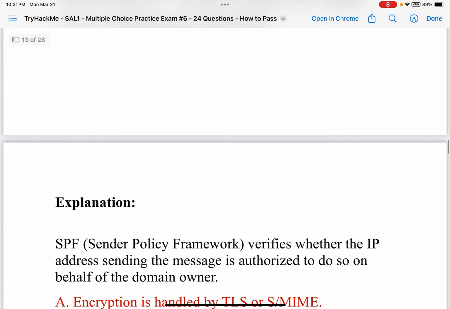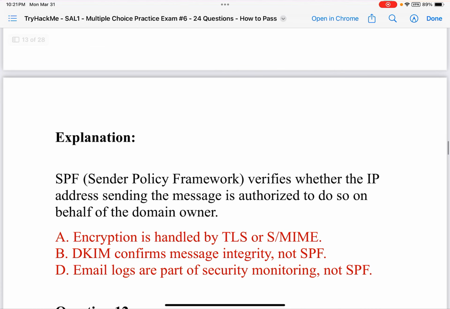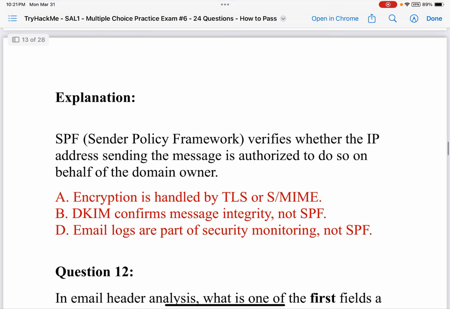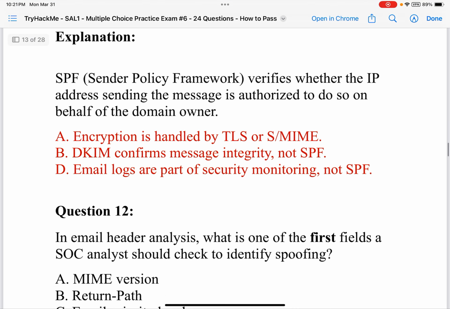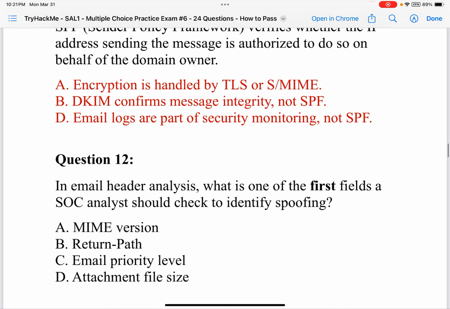Explanation: SPF, Sender Policy Framework, verifies whether the IP address sending the message is authorized to do so on behalf of the domain owner. And there's the red text. What you want to do is pause the video and read over why it's incorrect. Let's move on to question number 12. We're halfway there. In email header analysis, which is one of the first fields a SOC analyst should check to identify spoofing? A. MIME version.